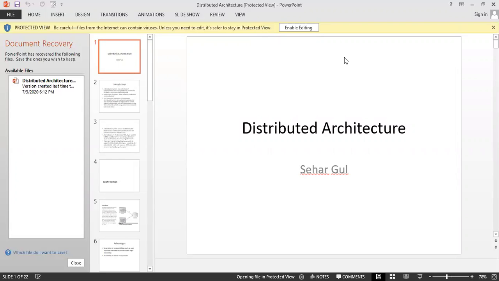So, my topic is about distributed architecture. As is clear from the name, in this architecture, all the system or network components are distributed in different locations. They are not in the same place.